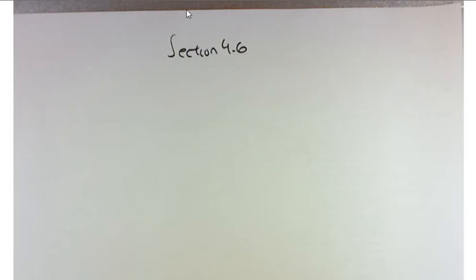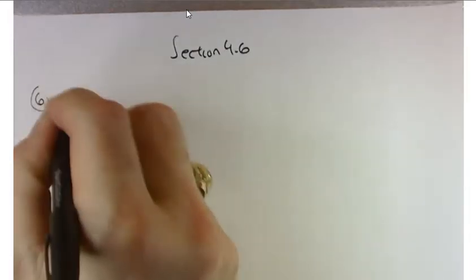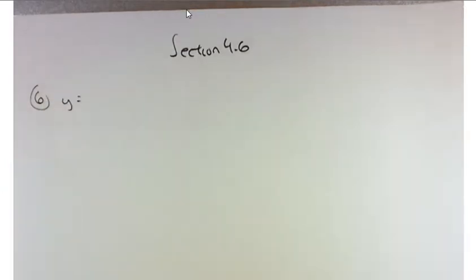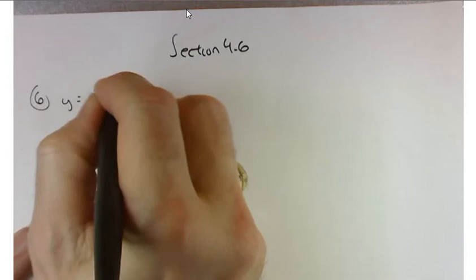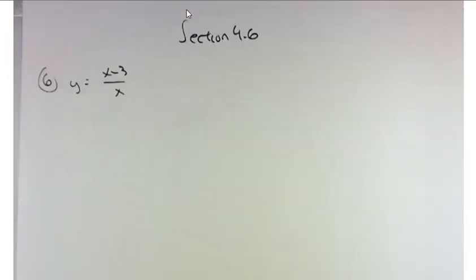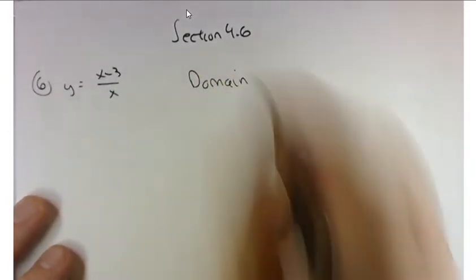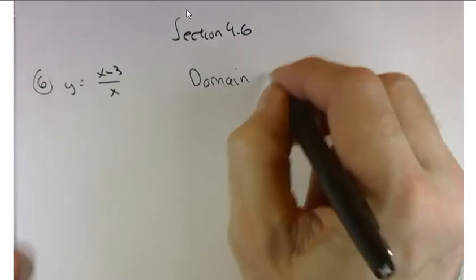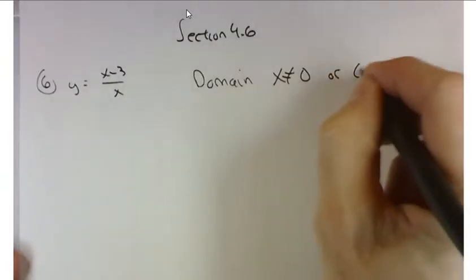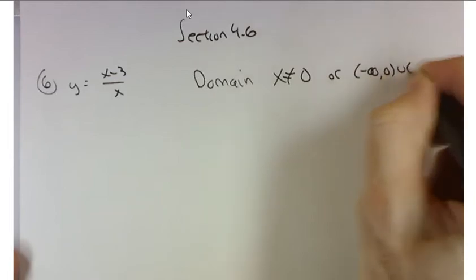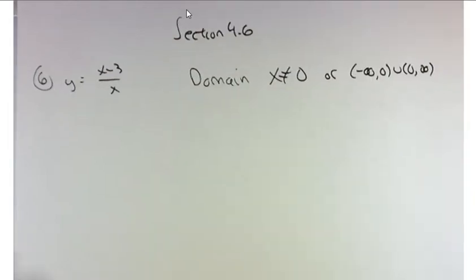So problem number 6 looks like this. y equals (x minus 3) over x. Let's first start by figuring out the domain here. What value of x can't we use in this one? 0. So it's kind of like everything but 0. So that's our domain. It's everything but 0. Or I could write negative infinity to 0, union 0 to infinity. Probably easier to write the former rather than the latter.